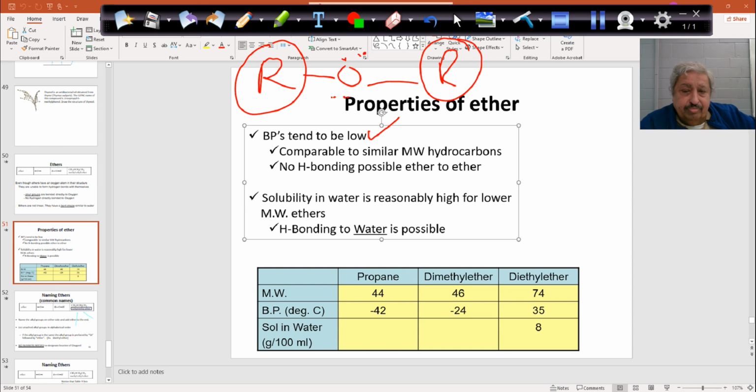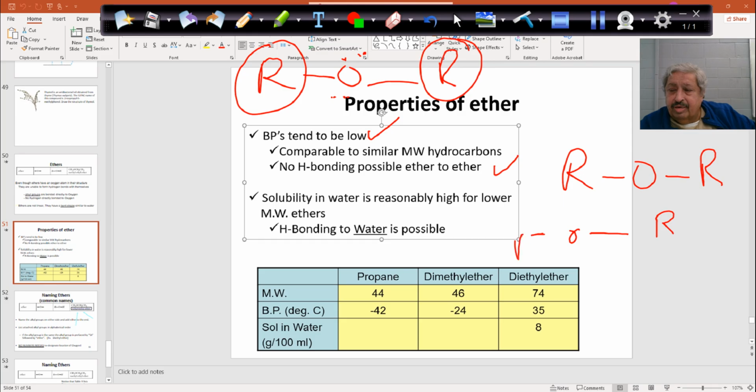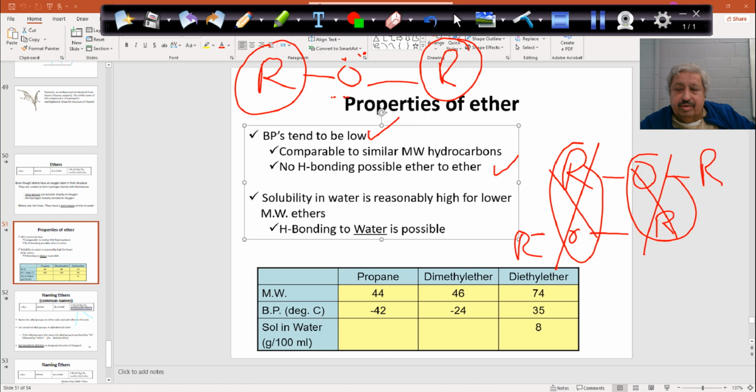No hydrogen bonding possible between two ethers. If you have two ethers together, you cannot make any hydrogen bond out of them. No hydrogen bond. Correct? But with H2O, it's possible, if the R is small. If the groups attached to the oxygen are small, then there will be hydrogen bonding. If they are too large, then hydrogen bonding will not be available either.